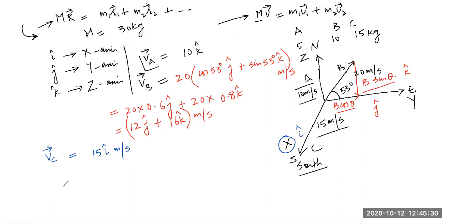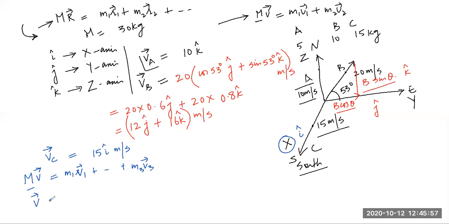So very simple. Now we can find out a very interesting sum, isn't it, students? So now we can apply this formula: M times V cap, what is this V vector? This is the velocity of the center of mass, equal to m1 v1 vector plus dash dash dash plus m3 v3 vector, right? So the total mass, you know, is 30.